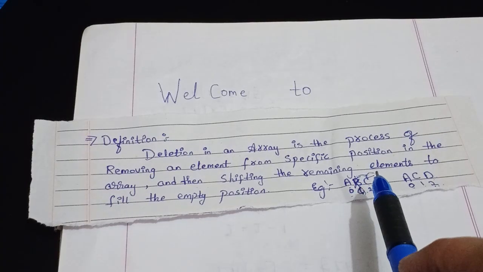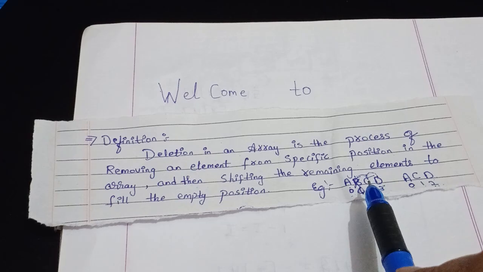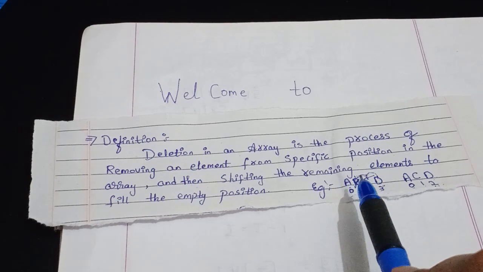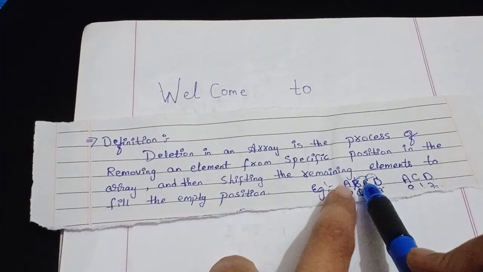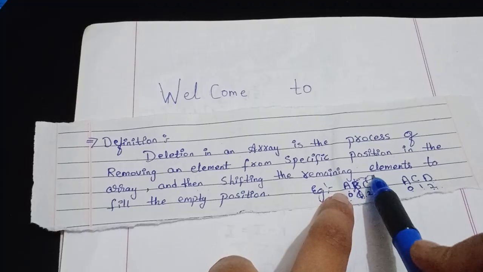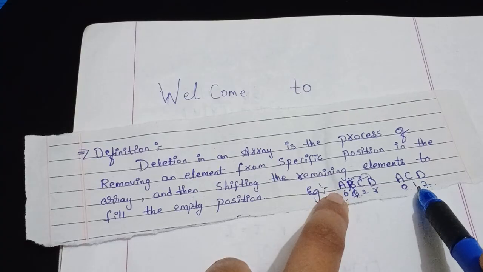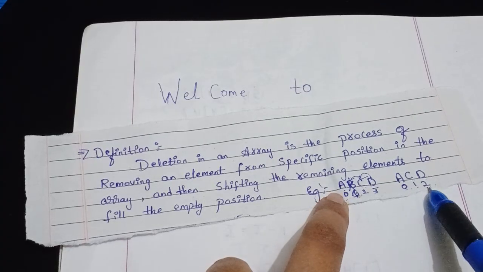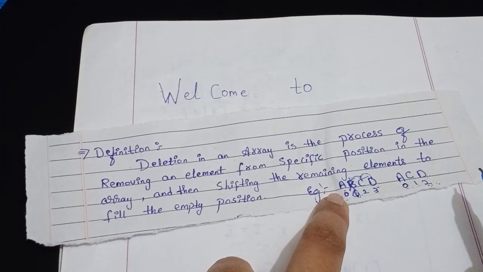As an array is a sequence of elements, you cannot leave an empty space in between the array. So you need to shift the elements, wherever you have deleted, there you need to shift. So now I am deleting B. I need to shift C into the position of B and D into the position of C. That is what I have done here. So C is in position 1 and D is in position 2. After deleting B, it will be like this. We'll study in detail how to delete an element in an array with the help of an algorithm and example.